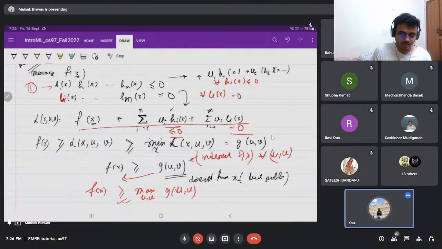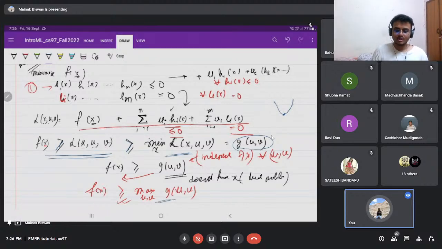So see, this part is clear. L of x is less than f of x. If you minimize over all x, the minimum is always less than the function, right? So the minimum is somewhere here. For all x, the minimum is always less than the function. That's what I wrote, and I wrote it as u, v. And then since the right hand side does not depend on x, I can take the maximum over u and v.